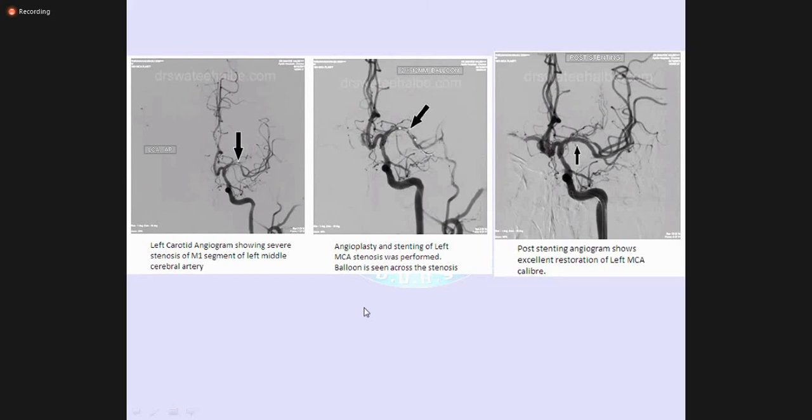Now there comes the role of interventional neuroradiology. Angioplasty and stenting of left MCA stenosis was performed. Balloon is seen across the stenosis. Then post-stenting angiogram was performed and the lumen was restored and the patient was rescued.